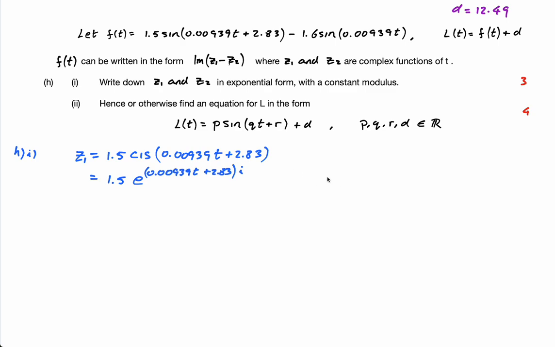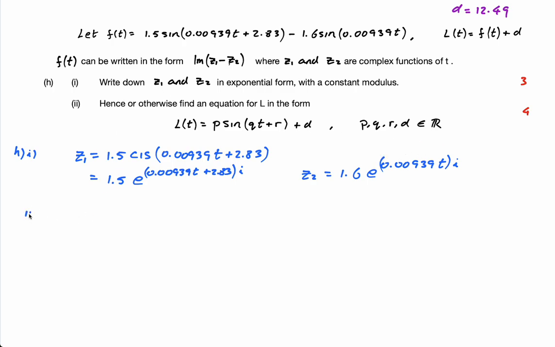So that's z1, and then z2 similarly, I'll just go straight to the exponential form. It's 1.6 e to the, this is theta, so 0.00939 t i, like that. Okay, that's z1 and z2. That's 3 marks, not too bad.